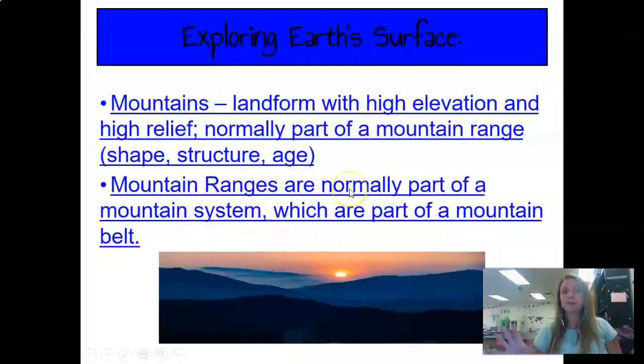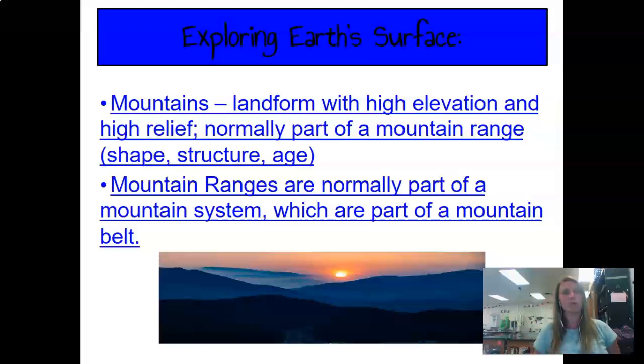Once again, mountain ranges can vary in all different types of shapes and locations and sizes, and what types of rocks are going to be there, and what type of weathering processes are going to be there. So mountains are landforms with high elevation and high relief. They're normally going to be a part of a mountain range. It's not just one mountain and then everything else is a plain.